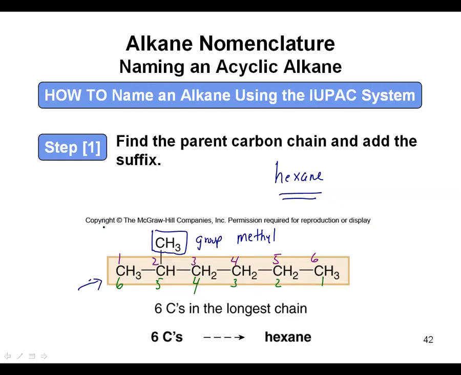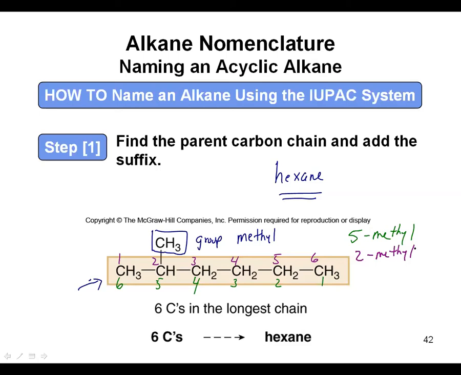And what you want to do basically is give the location of that methyl group. So if I went the green way, my methyl group would be at carbon number 5. If I went the purple way, and I wanted to give the location of that methyl group, it would be at carbon number 2.